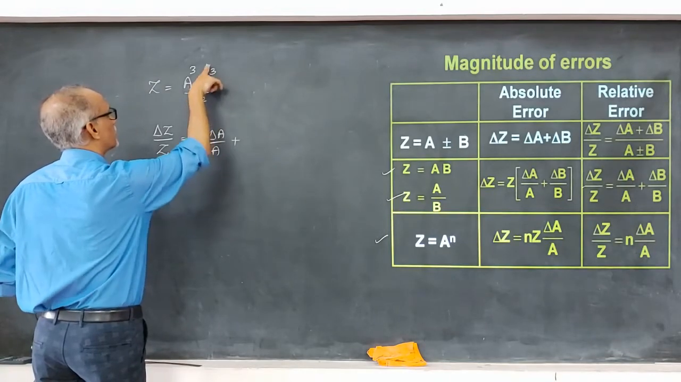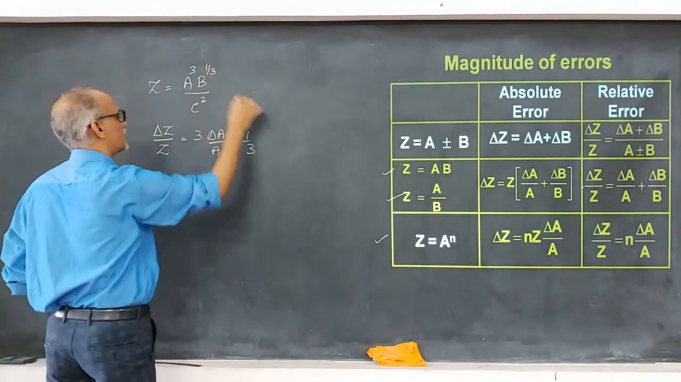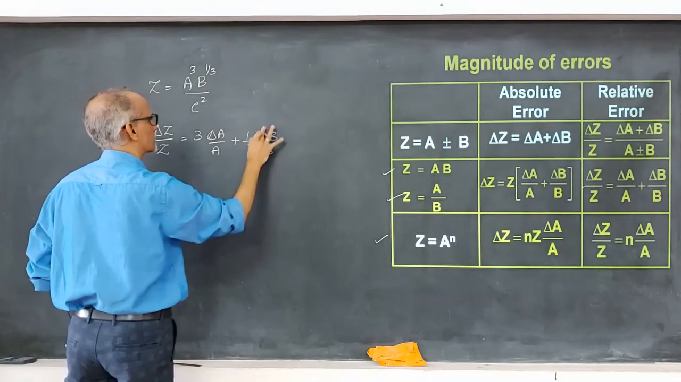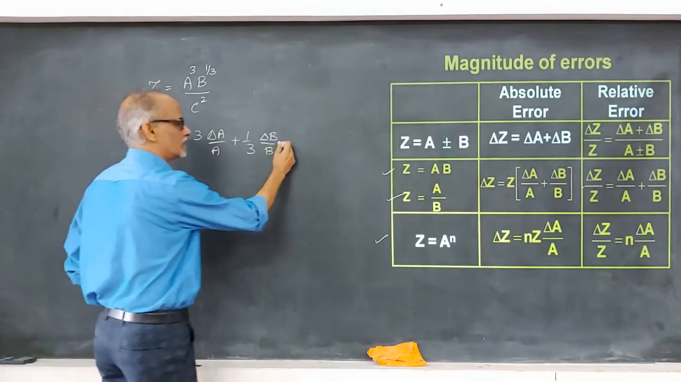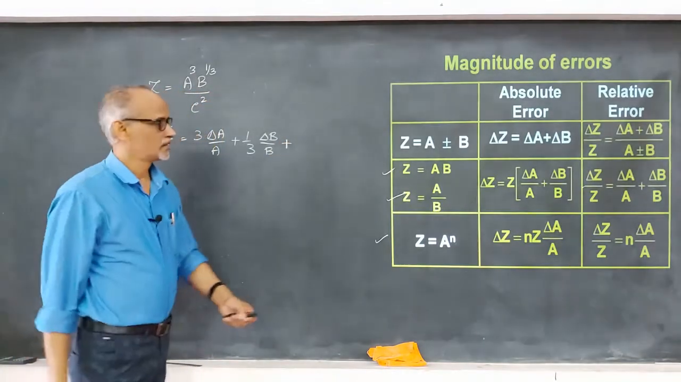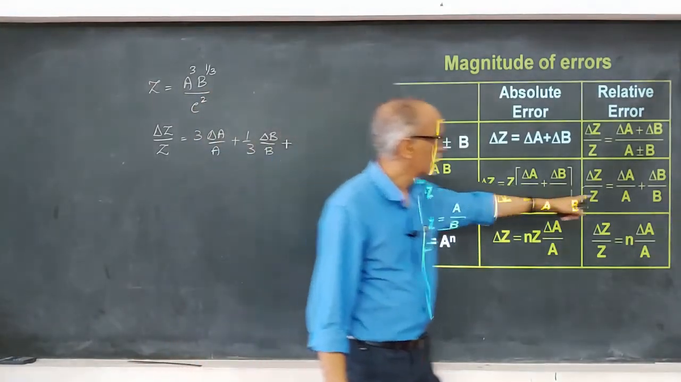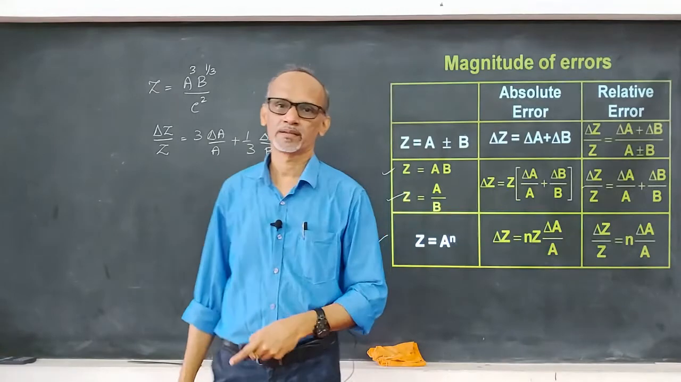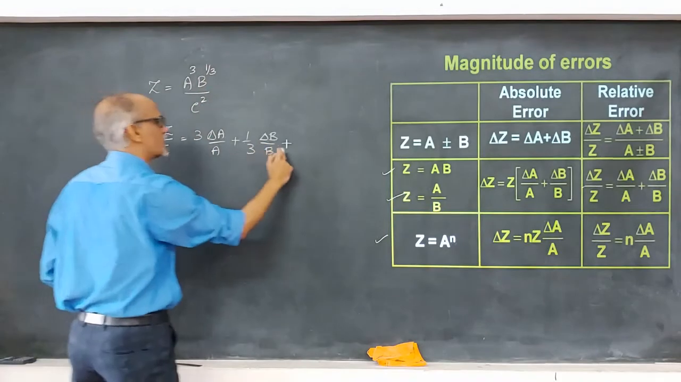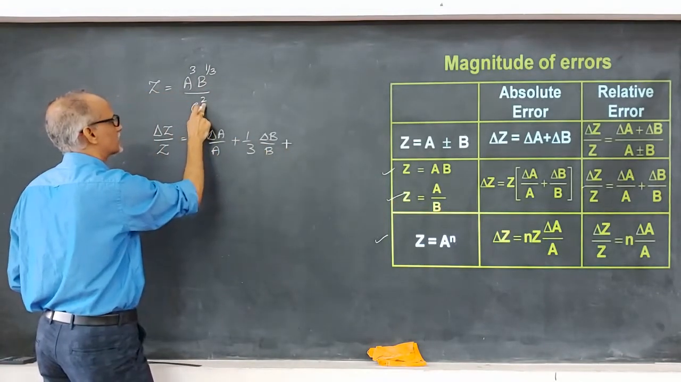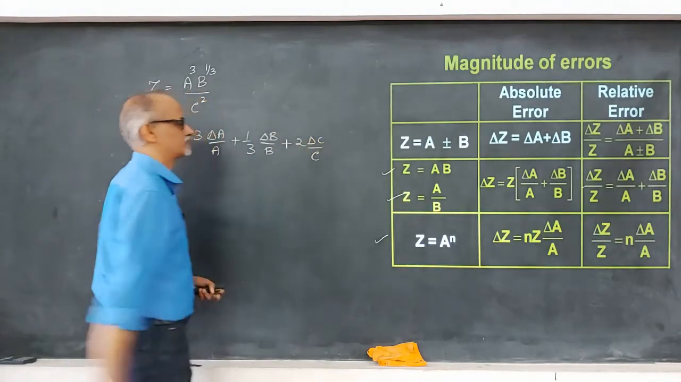Cube root of B, B to the power 1/3. 1/3 is like the power n. So 1/3 of delta B by B. Are you following, students? Then plus, even while dividing, listen carefully, even while dividing, we have to add the errors. So even though it's a division, I have to add, correct? What is the power? 2 times delta C by C.